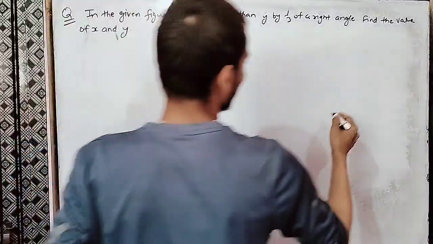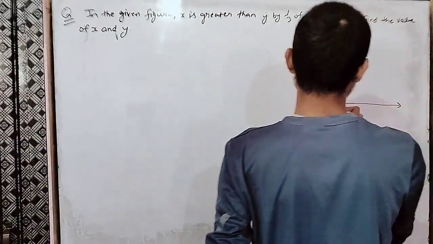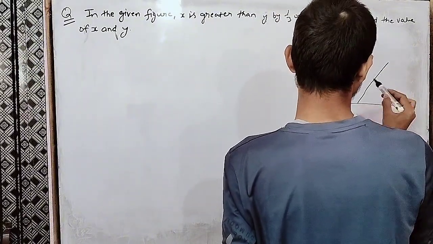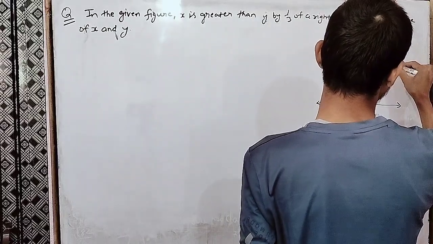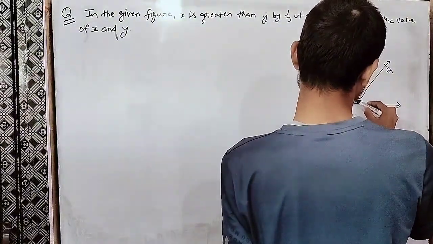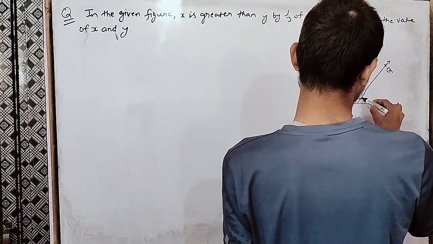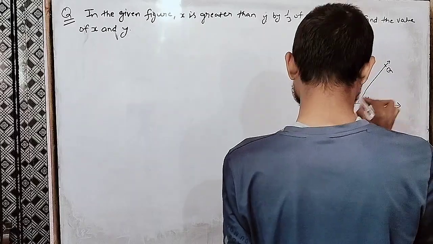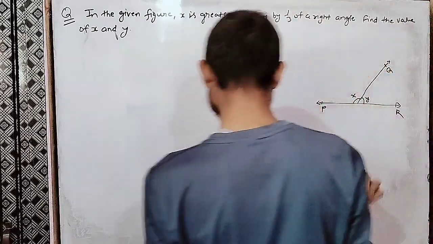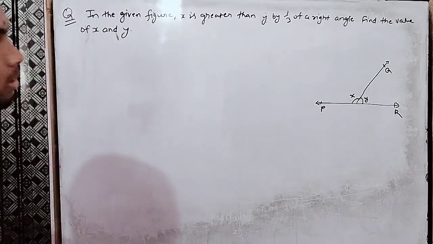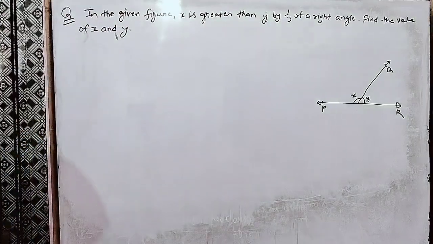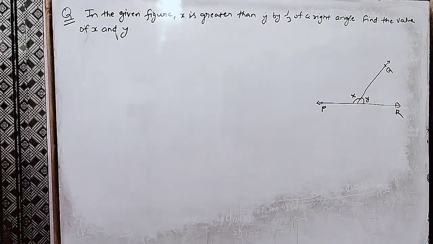First of all, we already have a given figure in this question. The figure will help us understand easily what the question is saying, and the figure gives us clarity about the question. Now again we have a statement.